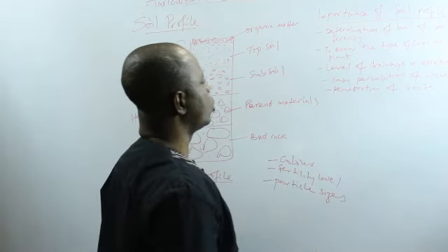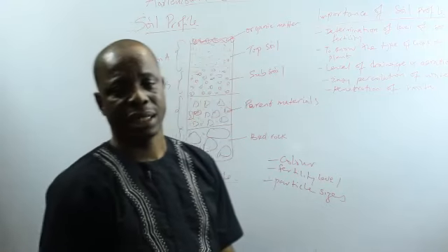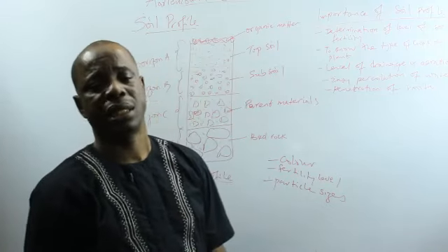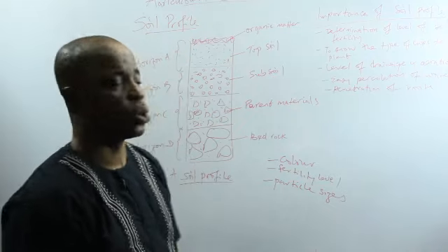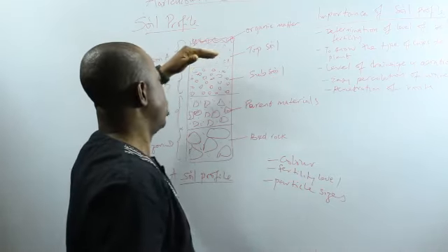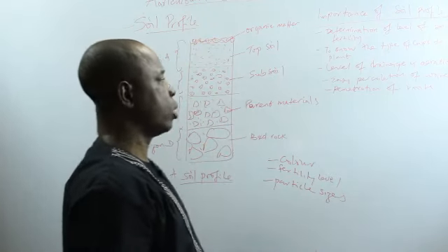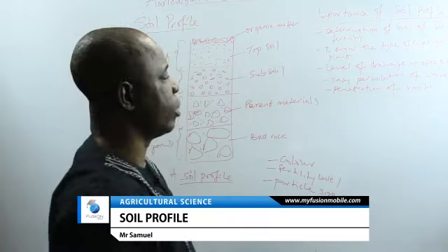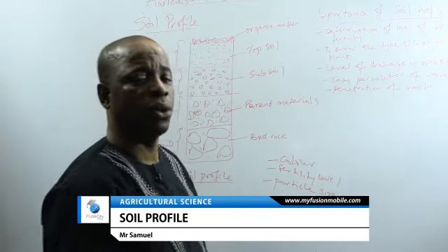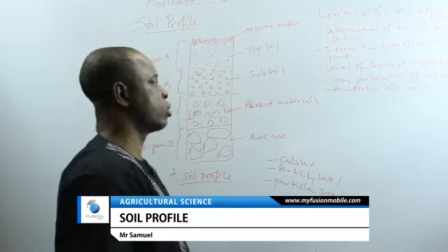Now, the second one is to know the type of crops to plant. Every plant requires certain types of soil and certain types of profile. So when you observe that maybe the topsoil is so small and the particles are big, then you know the type of crops you're going to plant there. Or the other way around, the type of profile you have will justify the type of crops you're going to plant.